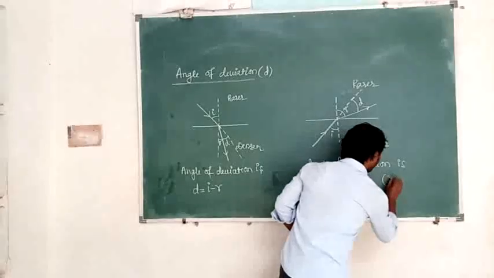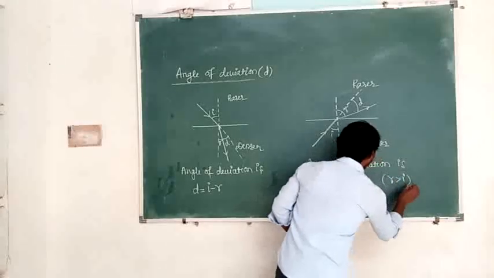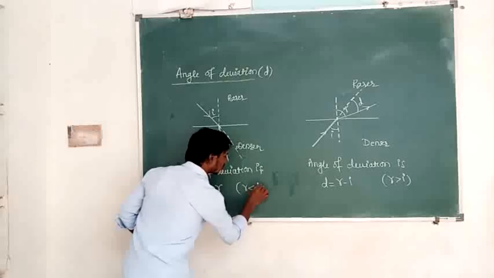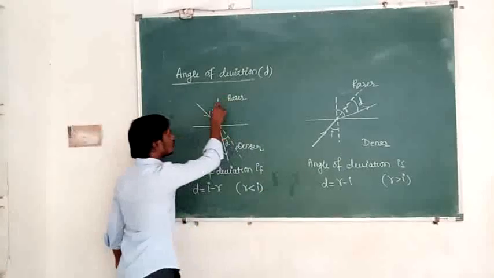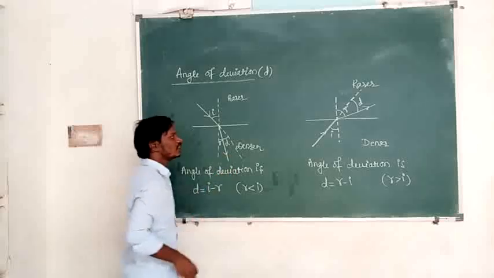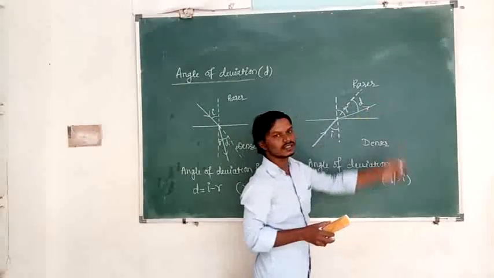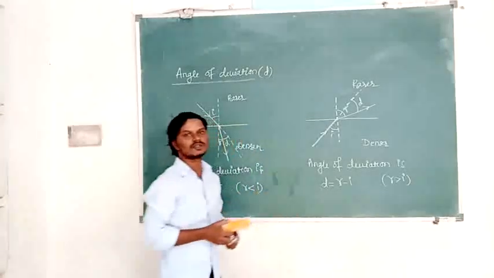Here r is greater than i, but here r is less than i. So this is when the light is traveling from rarer to denser. This is when the light is traveling from denser to rarer. This is about deviation.